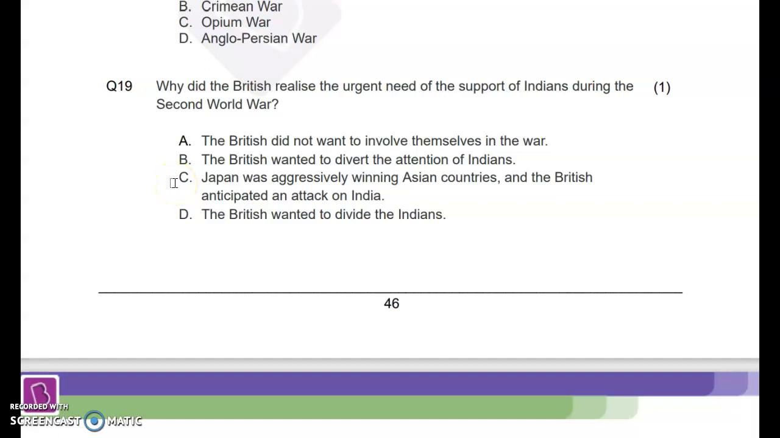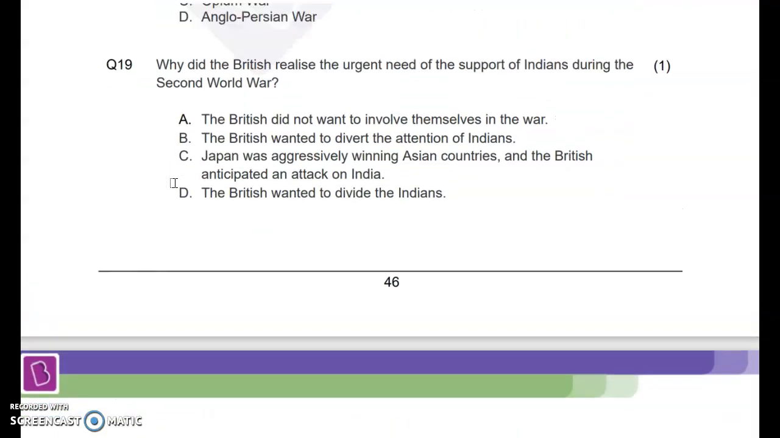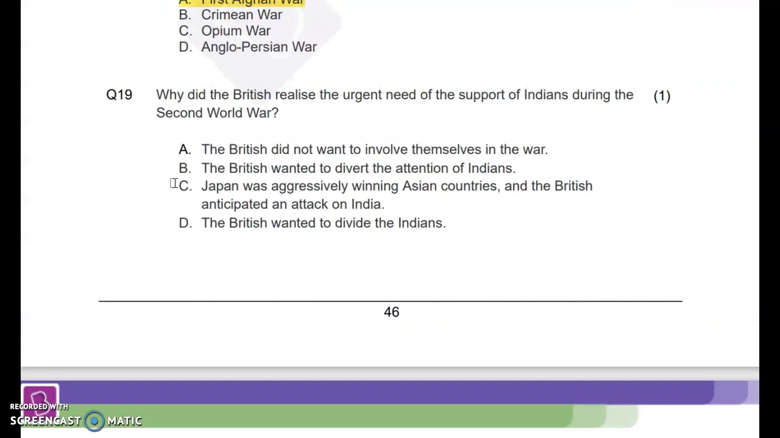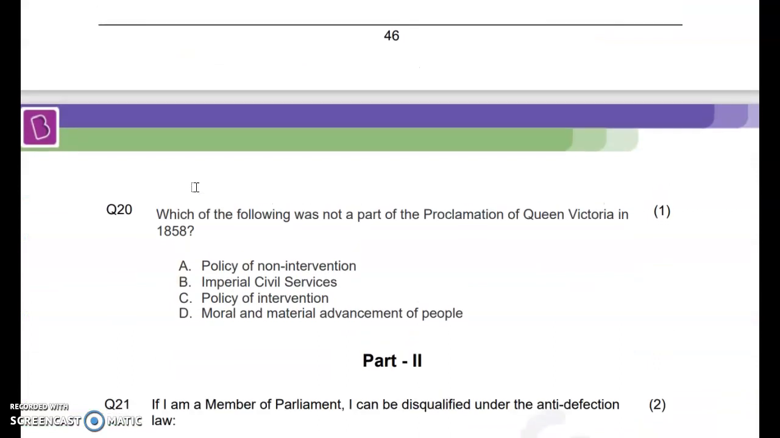Japan was aggressively winning Asian countries and the British anticipated an attack on India. See, Japan joined the Second World War in 1941 and captured the Philippines, Malaya, Burma immediately. It was standing at the gates of India and rapidly advancing towards Assam. In such circumstances, the British realized that they needed urgent support from the Indians. Right? So this is option C.